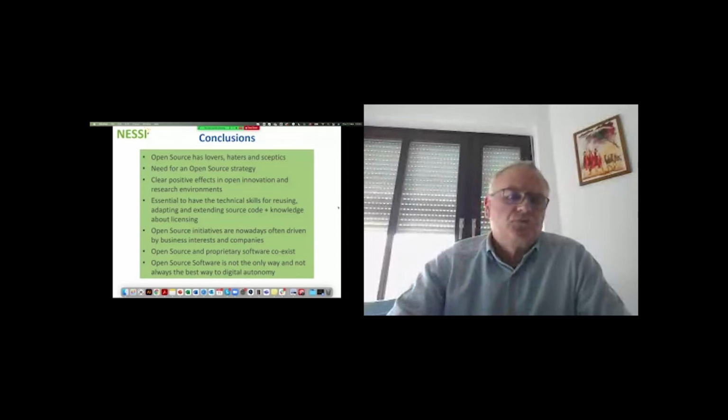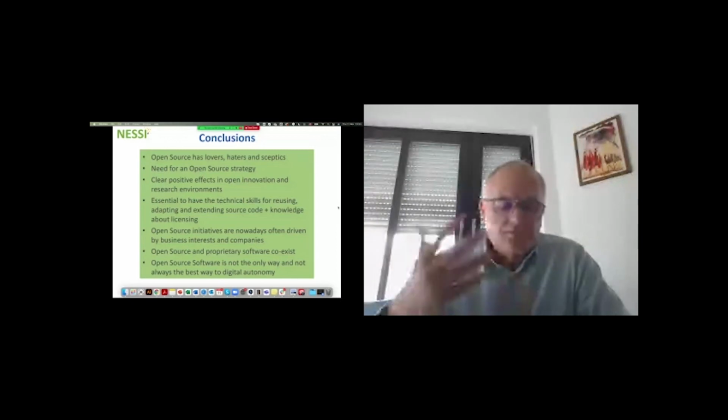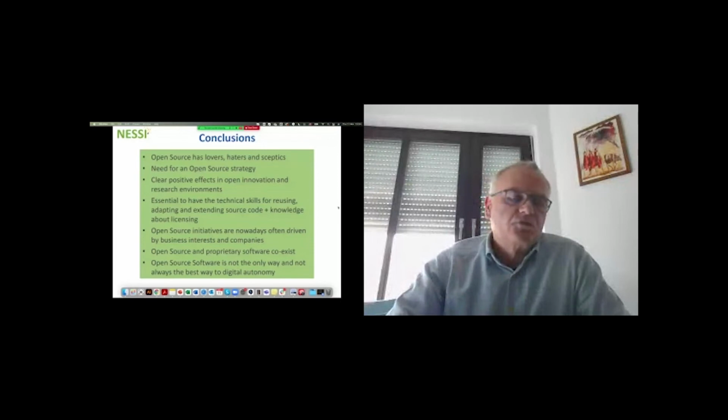We also need to face the fact that nowadays the open source initiatives, and quite successful ones, are often driven by business interests and companies. And another aspect that was pointed out in the discussion with the NESI partners was that open source is of value, but also proprietary software has a value for European leadership in software. So both definitely coexist. And with regard to digital autonomy, as already mentioned, open source software is a tool that might fit well to achieve digital autonomy, but it's not always the best way to achieve this digital autonomy.